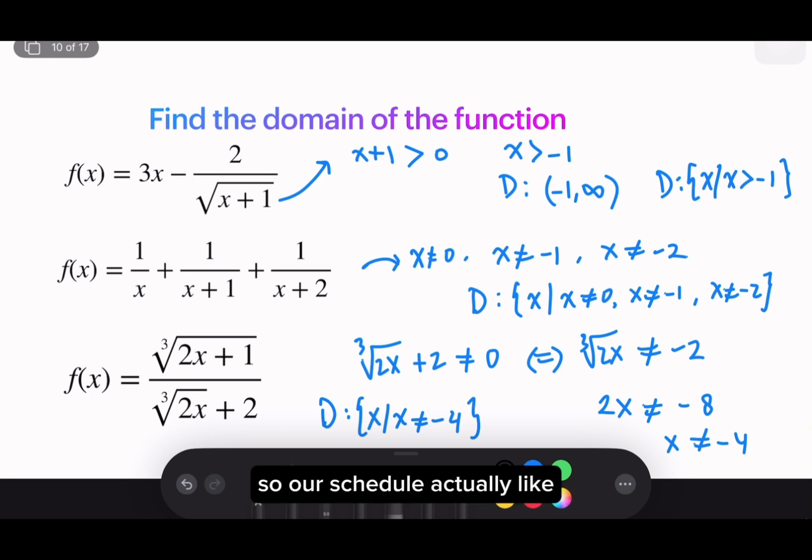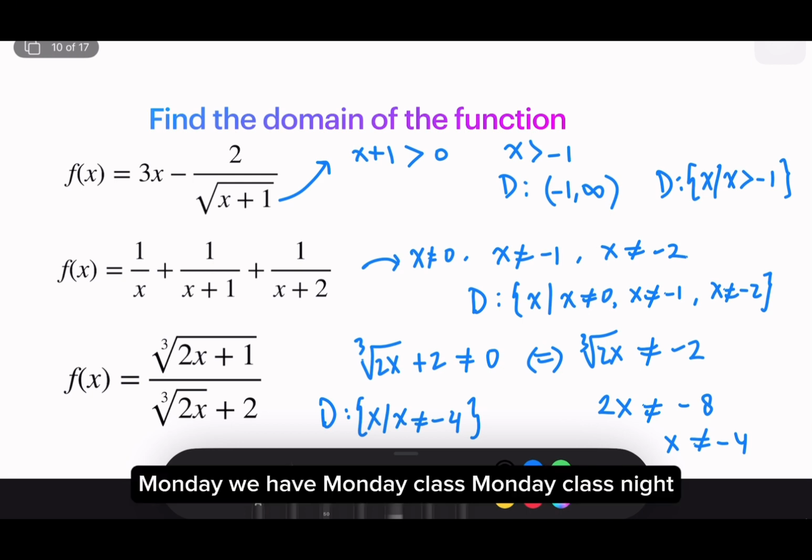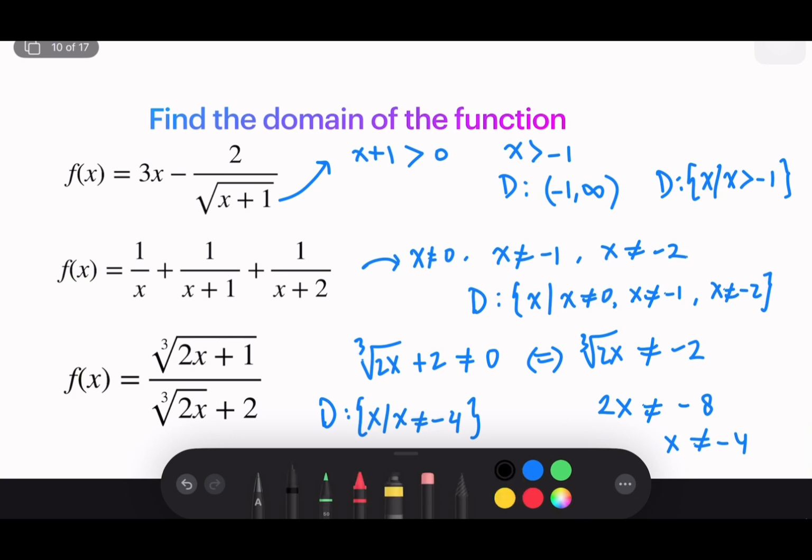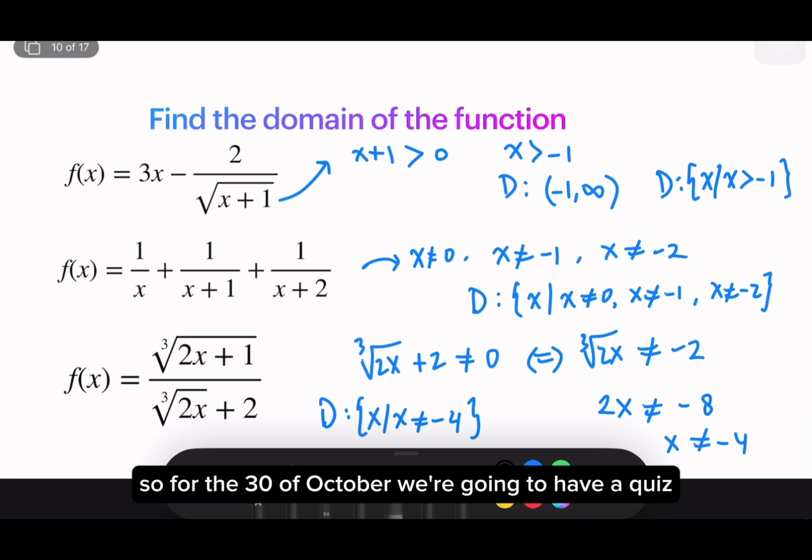So our schedule actually is like this: we have Monday class, Monday class 9. I will continue to the next chapter, the polynomials, and then we have, that will be 16 October, right? And then we have the 23rd. We'll continue, and if we finish polynomials, we can continue to another one as well. But for the next Monday, the 30th of October, we're going to have a quiz.